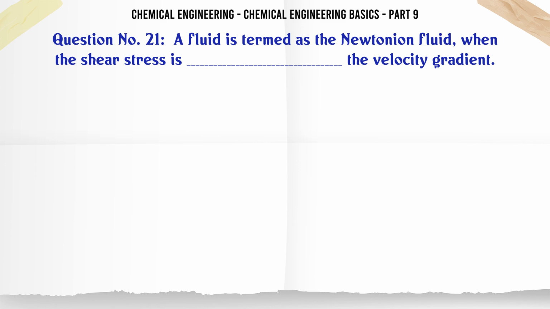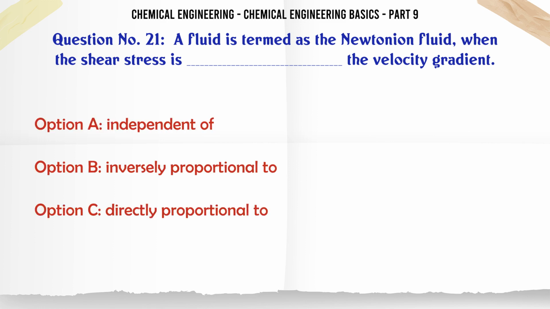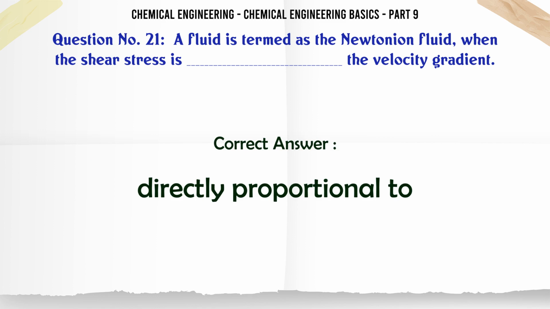A fluid is termed as the Newtonian fluid when the shear stress is ___ the velocity gradient: A. Independent of, B. Inversely proportional to, C. Directly proportional to, D. None of these. The correct answer is directly proportional to.